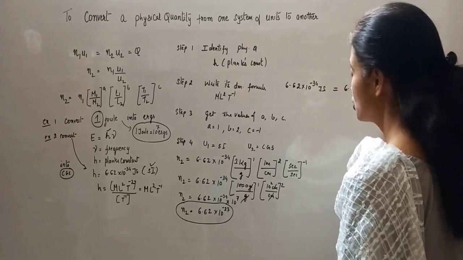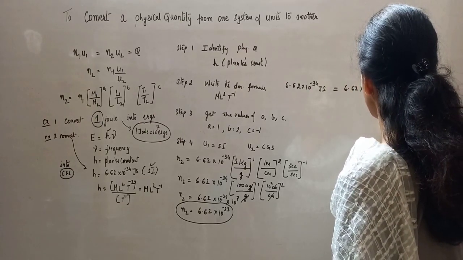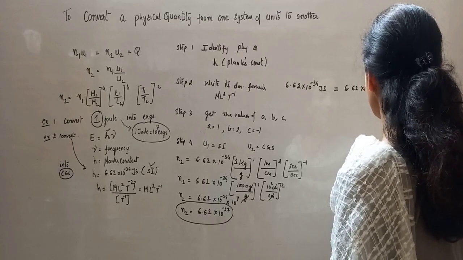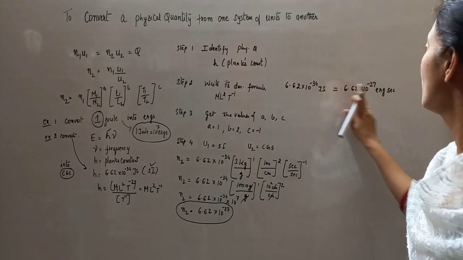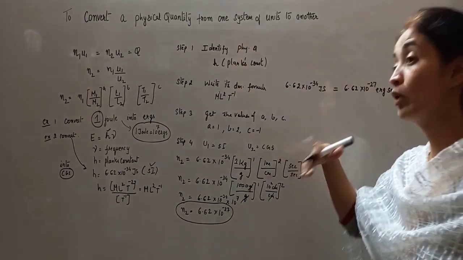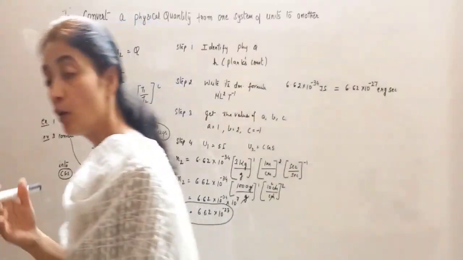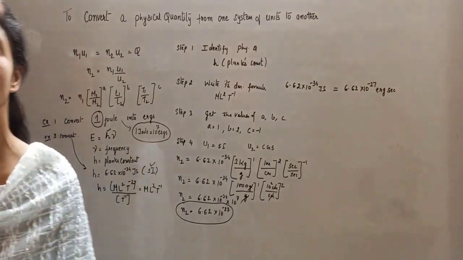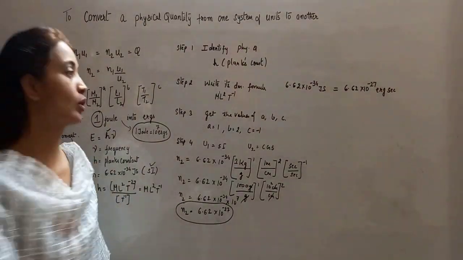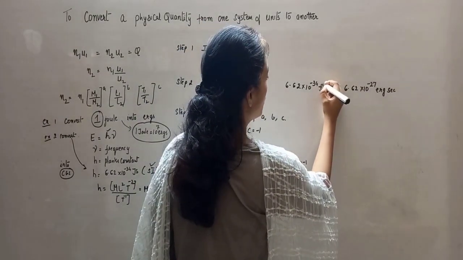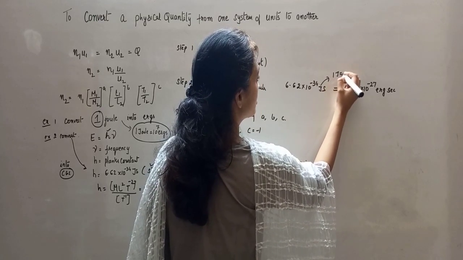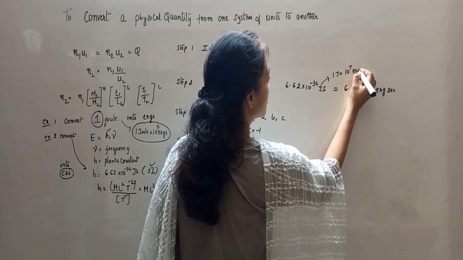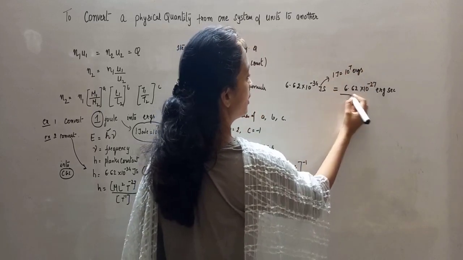In place of joule, in CGS, what did we get when we converted? Erg seconds. Seconds will remain seconds whether SI or CGS. Joule becomes ergs. If you know the factor that 1 joule is 10 to the power 7 ergs, you can directly use it here. You can put in place of 1 joule, 1 joule is equal to 10 to the power 7 ergs. As soon as you apply that, you will get this result.